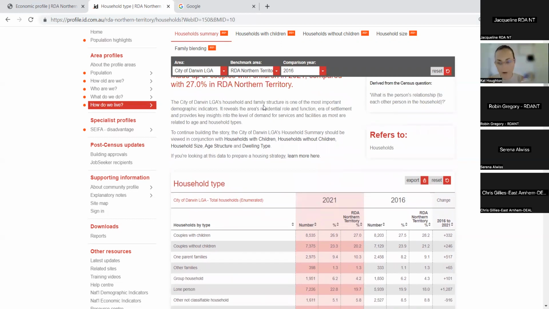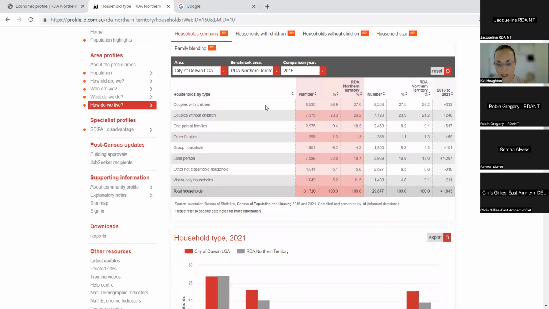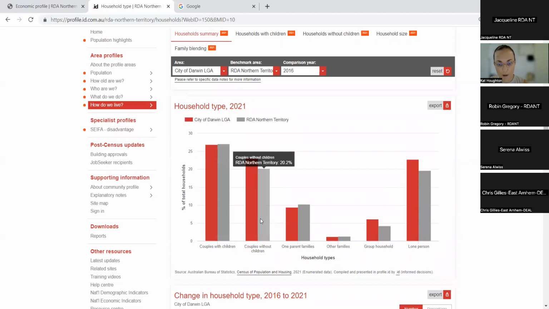So what are our households made up of? And we can see here when we come down, it's broken down into couples with children, couples without children, one-parent families, lone person households. And we can see here in the city of Darwin, it's mainly over 25% couples with children, okay, which is no surprise. When we look at what's coming second there, we've got our couples without children. So these potentially could be young workers, or they could be retirees, that sort of thing.